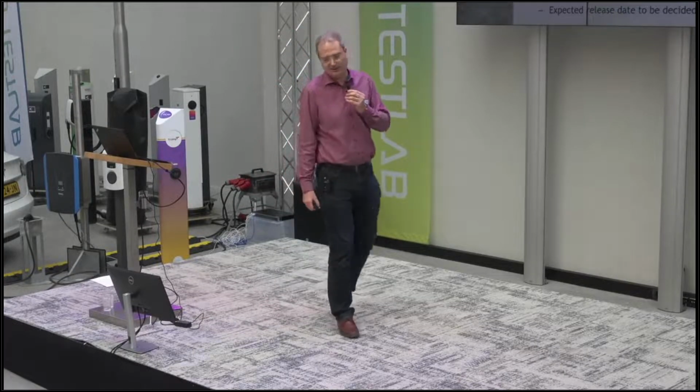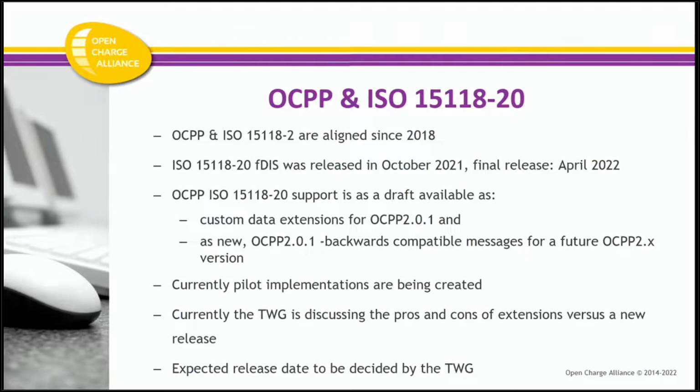As you may know, we already have an integration with the ISO 15118-2 specification. So that is already released in 2018. And recently, in April, the -20 was released, which is basically the follow-up of the specification. And there was already a final draft international standard, FDIS as it's called, in October 2021. And then we, from the OCA side, we started a group to integrate also the changes from the -20. Currently, they are already available for OCA members as a draft. So you have both customizations or extensions, and we also have them available as new messages as draft.